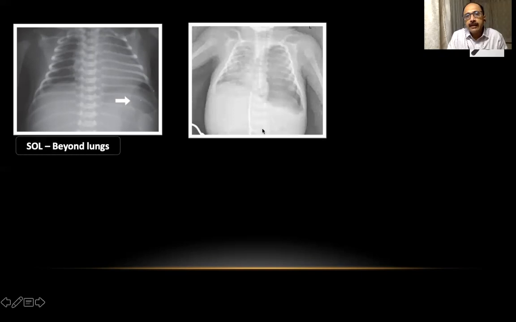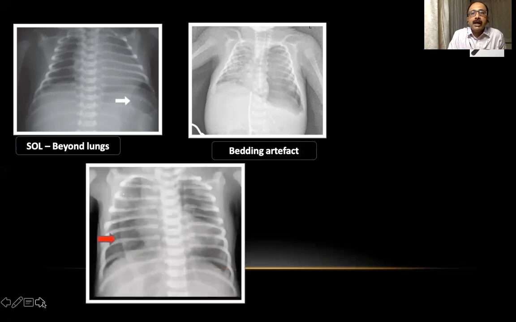Now look at this X-ray. What you find here is again a diffuse bilateral lesion predominantly affecting the right side. There is a rotated film that is obvious, but the baby appears to be otherwise well. This is nothing but the bedding of the baby which came in the way and gave rise to this artifact, mimicking almost an interstitial lung disease. And therefore beware of all these iatrogenic problems that you would look at.